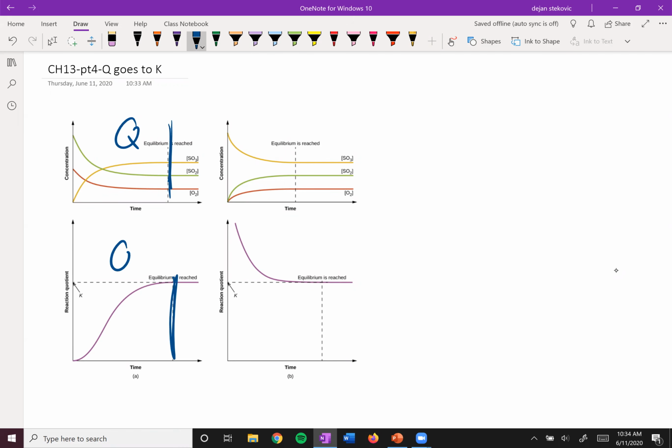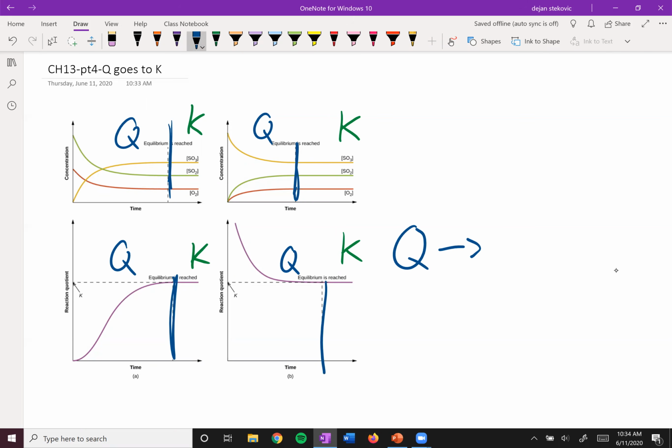So before this, we're talking about Q. And then over time, Q will become K because you will go towards equilibrium. And so it's very important to know that Q will always go towards K. And Q and K are the same thing. They're products over reactants taken to the power of their coefficients. It's just that Q you're talking about before equilibrium, K is at or after equilibrium. So your reaction will always go towards equilibrium.